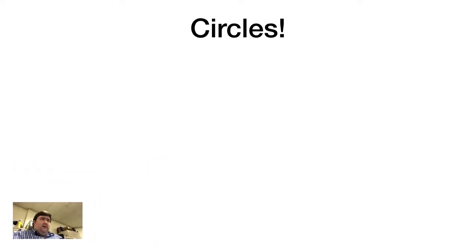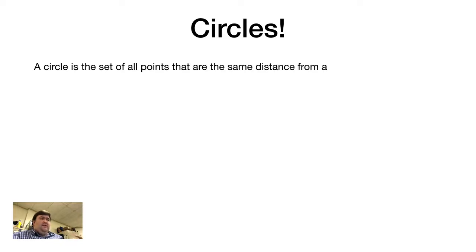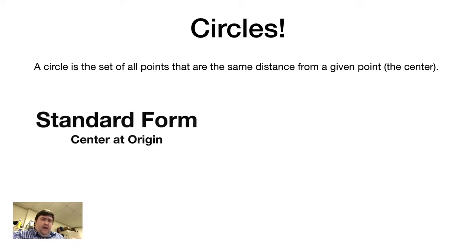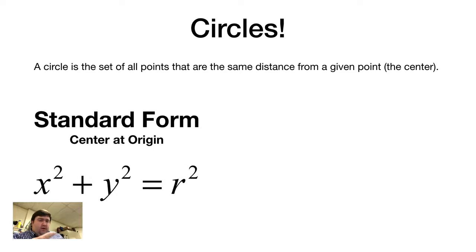So circles, as we know, a circle is the set of all points that are the same distance from a given point, which is the center. Now, we actually have two formulas for this. The first one is standard form when it's at the origin, or 0, 0. And when it's at the origin, we just use x squared plus y squared equals r squared.